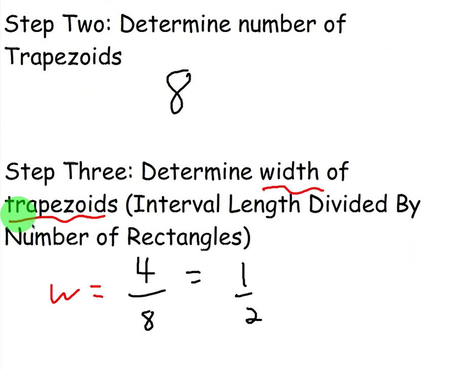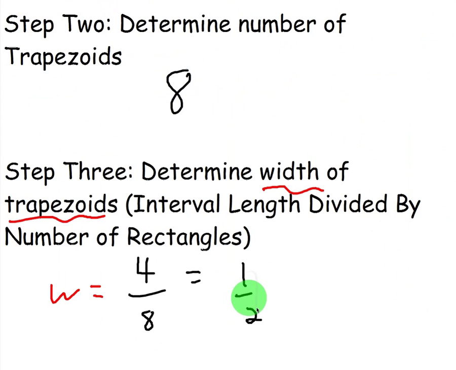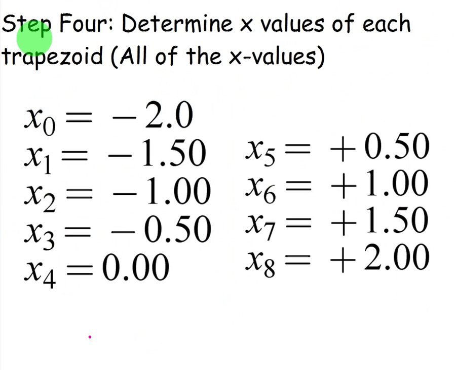Step 3, we're going to determine the width of the trapezoids. You take your interval length and divide by the number of trapezoids, and you can see it's 1/2, and visually that makes sense. If you plug into the formula, we actually call it the height. It's whatever the bases aren't, right? So think of it as width or height. The width of these is going to be 1/2.